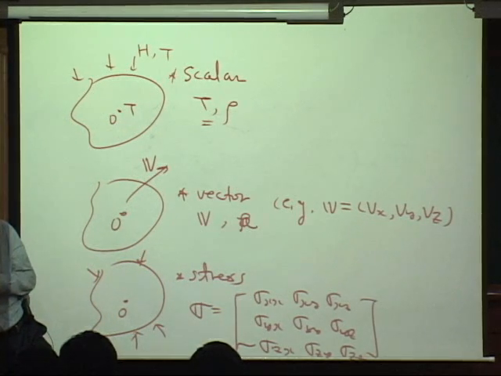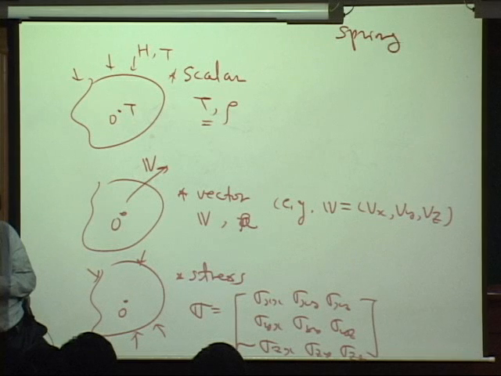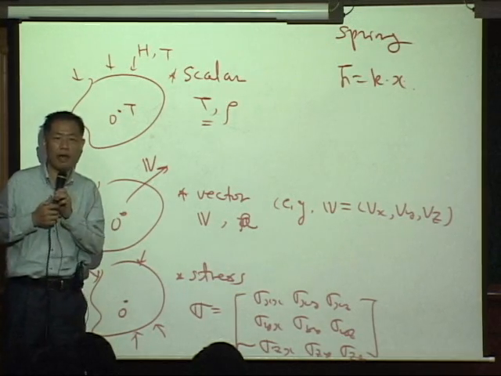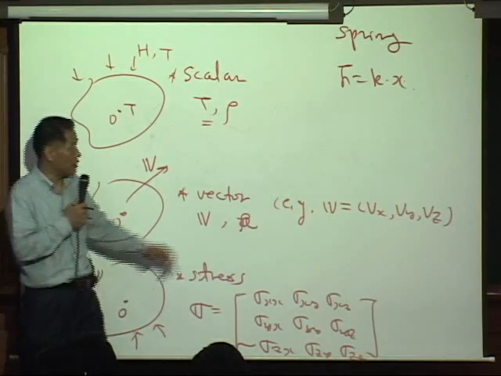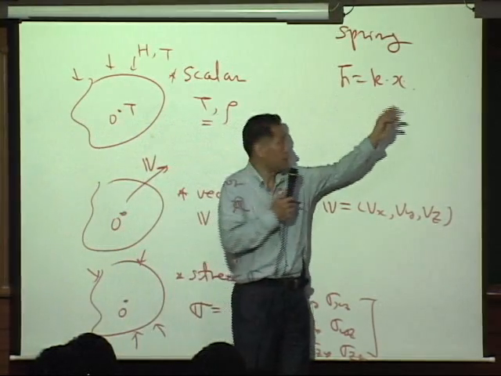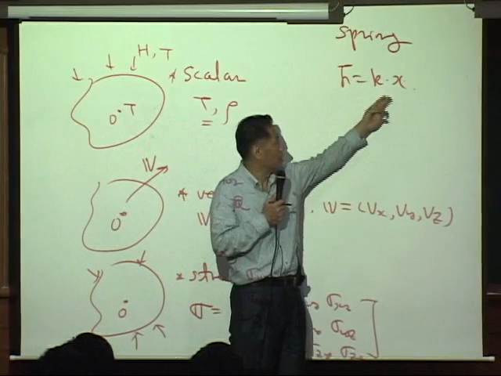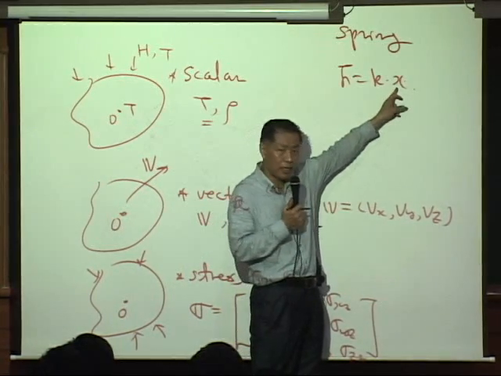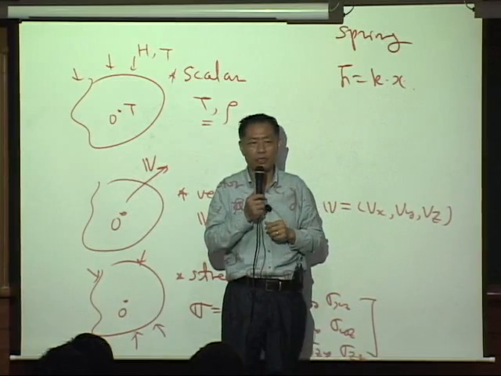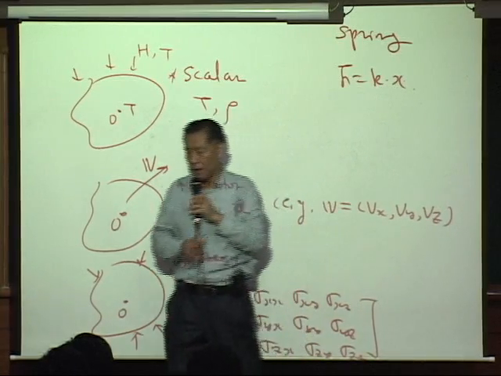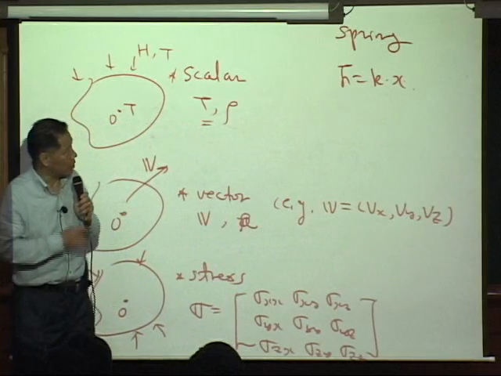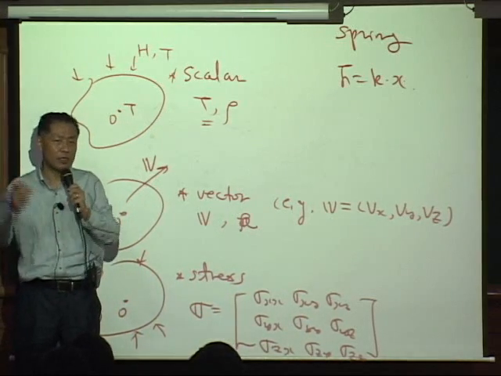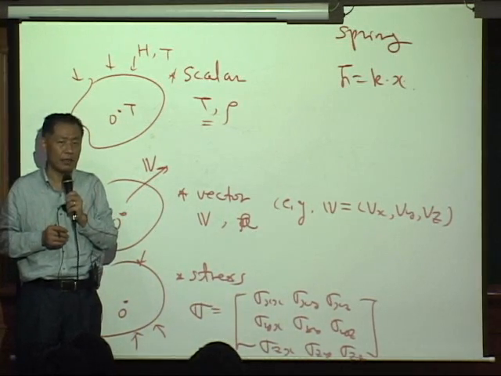See, in a spring, we have a simple relation, F equals Kx. Each term is just a scalar. F is a scalar value, and x, the deformation, is a scalar, and K is just a material property. But that's only for a spring, a one-dimensional body.